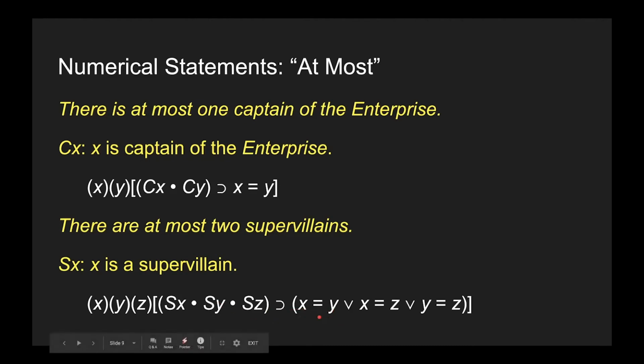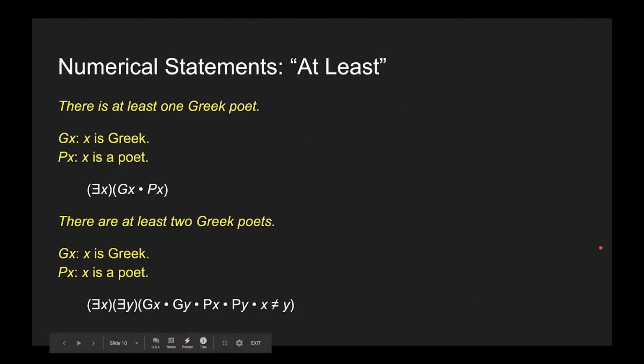Either X has to be identical to Y, or X has to be identical to Z, or Y has to be identical to Z. In other words, if there's more than two, if there are three of them, then at least two of them have to be identical. And that's what keeps the number to there being at most two supervillains. But again here, this statement doesn't say there actually are any supervillains. There are no existential statements here, only a statement that says if there are any, then at least two of them have to be identical to each other in order to keep the number being at most two of them. So that's how you translate at most statements in logic.